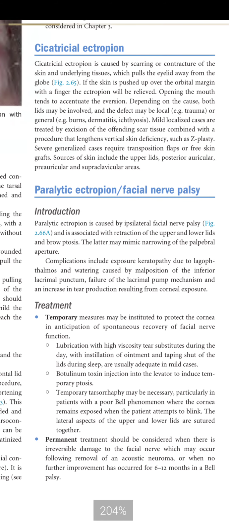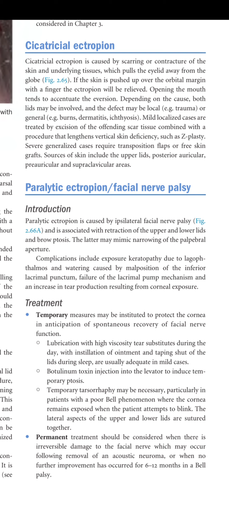So, paralytic ectropion. Facial nerve palsy is very much associated with ectropion. And why is that so? Because the orbicularis oculi muscle is lax or loose, which is causing the eversion of the lid. Paralytic ectropion is caused by ipsilateral facial nerve palsy and is associated with retraction of the upper and the lower lids and brow ptosis. Brow ptosis means that due to the excessive skin in the eyebrows, it is causing the ptosis. The latter may mimic narrowing of the palpebral aperture.